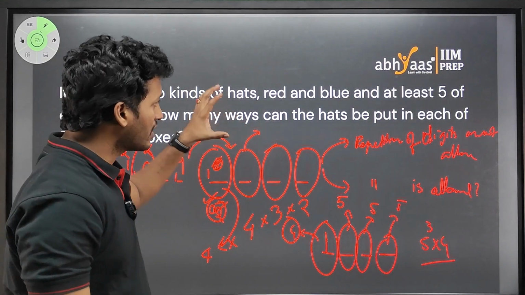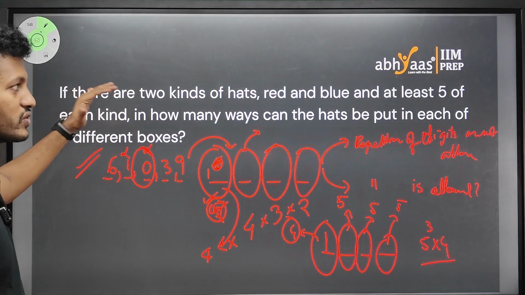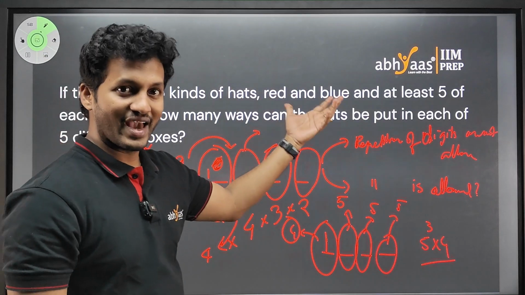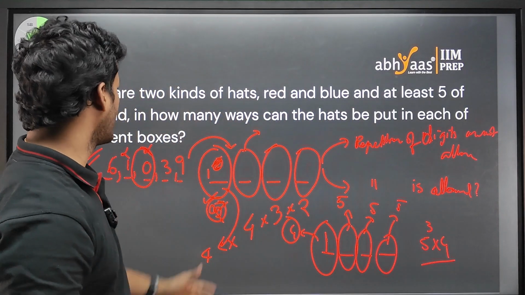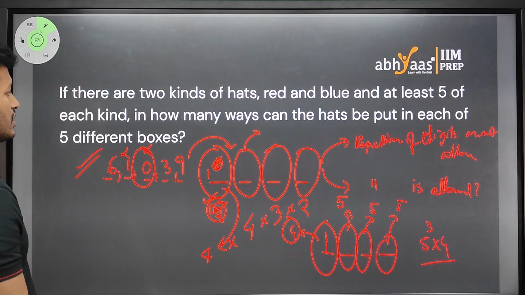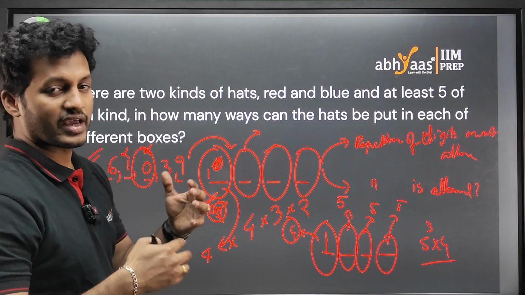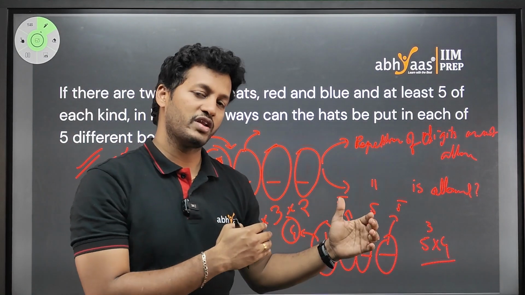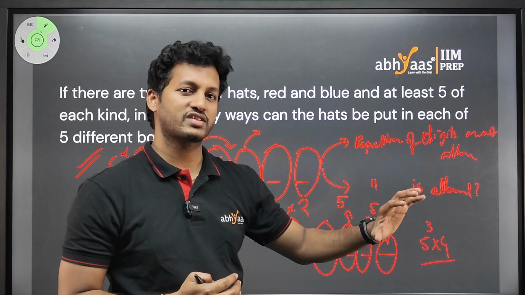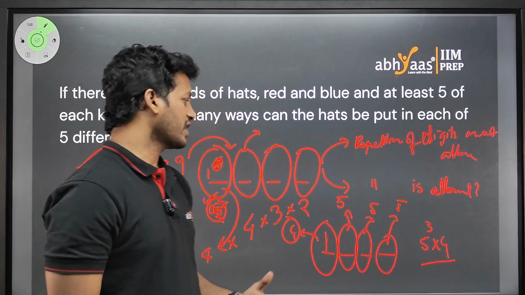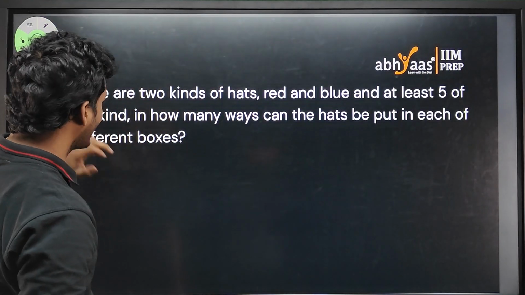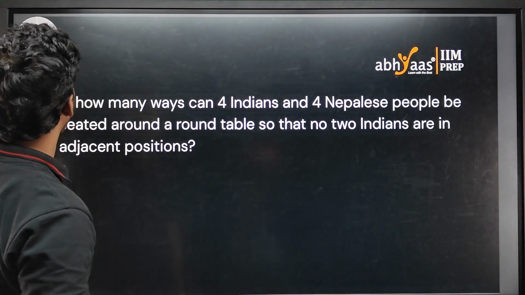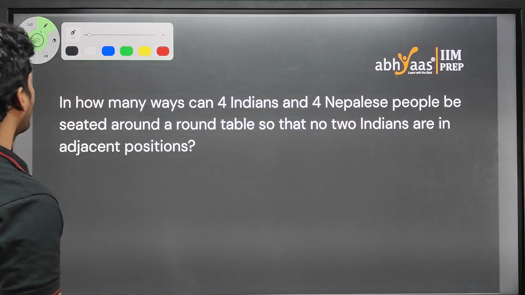Okay, so the same application. Understand this. If there are 2 kinds of hats, we have many hats. Each box can be filled with only 1 hat. That has to be mentioned here. So each different box can be filled in 2 ways. So in how many ways can these 5 boxes be filled? It will be 2 power 5. Okay, like that we have to do this problem. Understand this model.